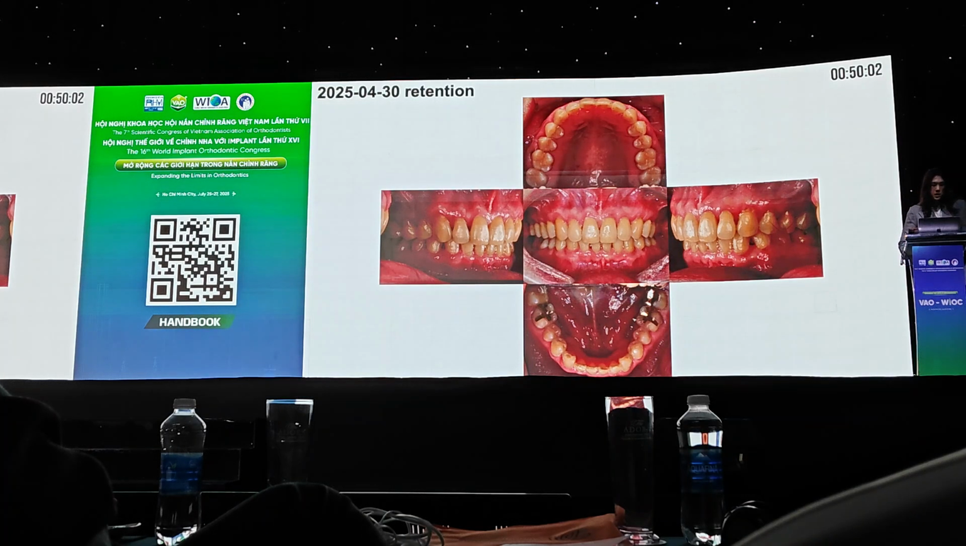And I'm sure many of you know that it's very difficult to retain a deep bite case, right? So what I do these days, I use VAO retainer because it covers the whole tooth surface, right? And it's really good for vertical control. So in deep bite cases, I really recommend that you use VAO or any type of ABP retainer, anterior bite plate.